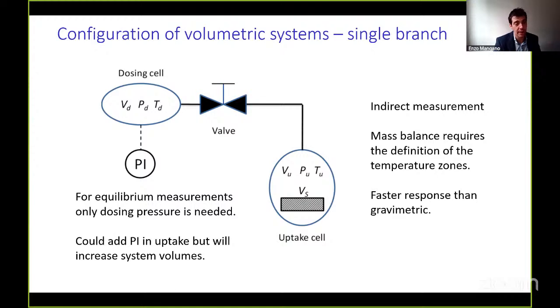Very rarely you may also find configurations with the pressure readout on the uptake cell, but for kinetic measurements, these are generally not required, and the drawback is that you may have an increase of the volume of the system, which you want to keep as small as possible in order to minimize the response time of the system and have more accuracy in the response.